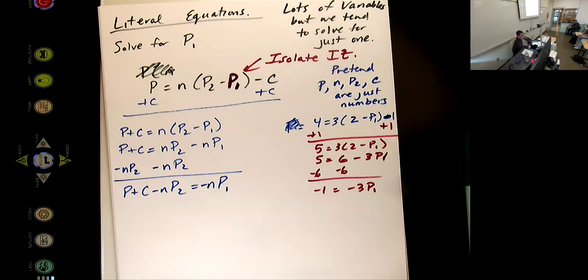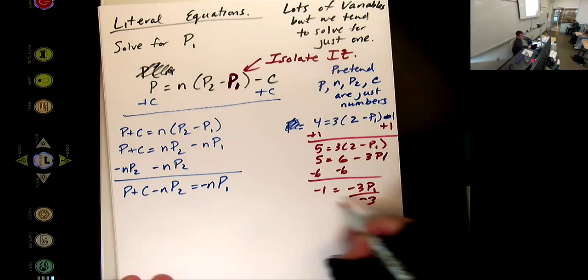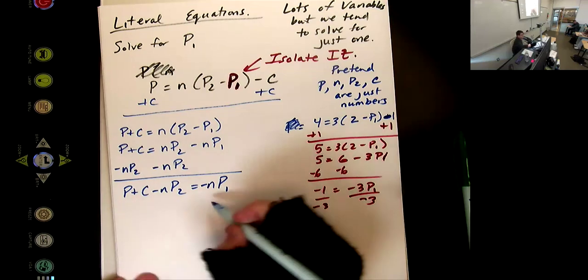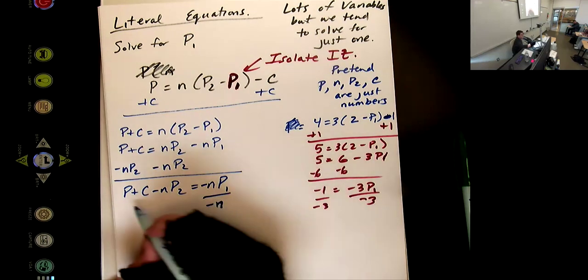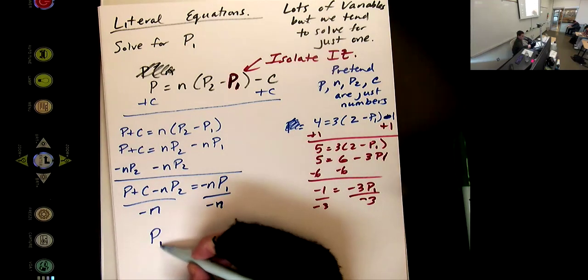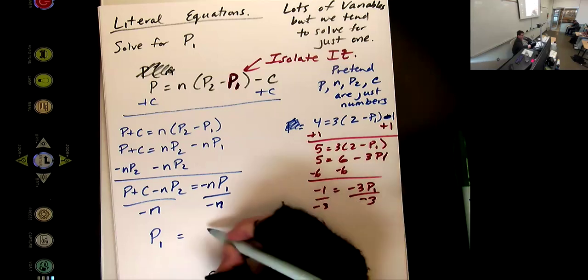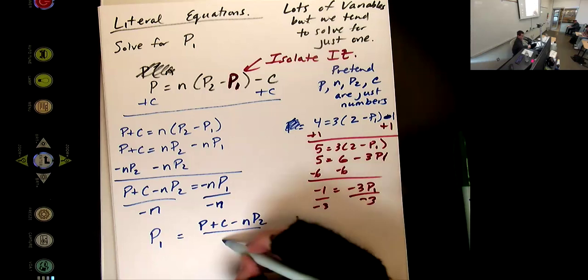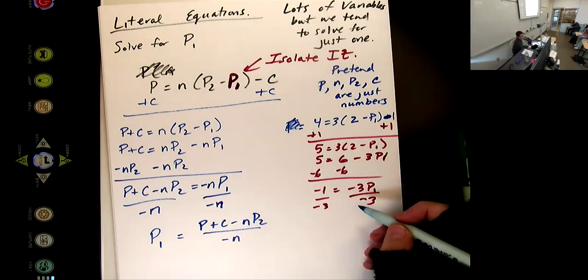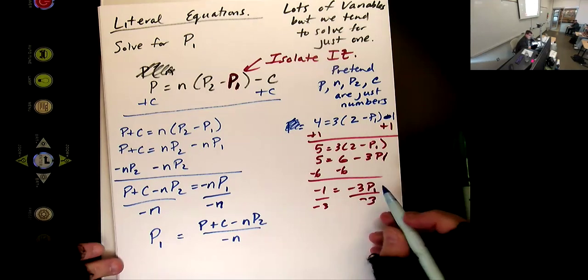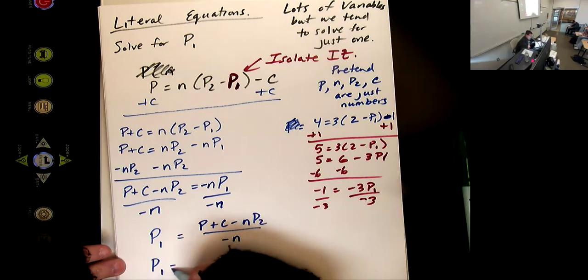And on the right, I would divide by -3 to get P1 by itself. Here, that's dividing by -N. So I get P1 equals. It looks a little funny having the negative down there. Alternatively, we could write the negative out front.